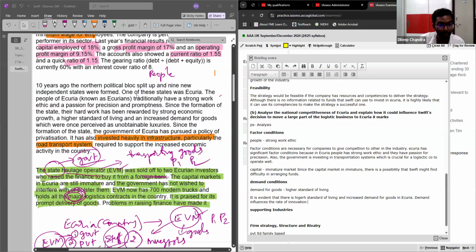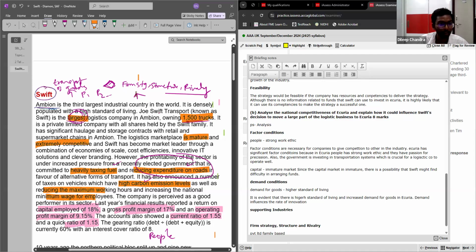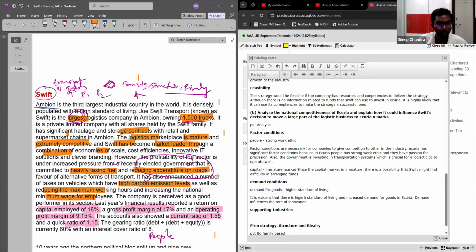How can I link this with Swift? Let me read the characteristics of Swift. Swift is the third largest logistic company in Ambien, privately owned, with significant shareholdings. Swift has become market leader through a combination of economies of scale, cost efficiencies, clever branding. Okay, so they know how to do the branding. They are innovative in IT solutions. Oh, maybe I can use this competency here. Demand influences the rate of innovation.